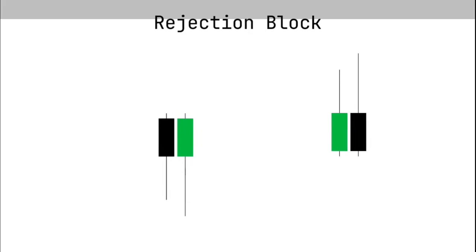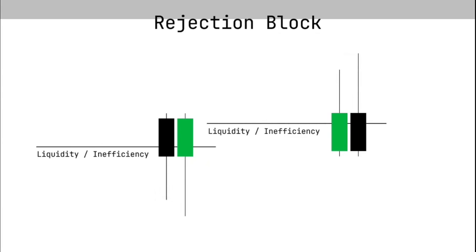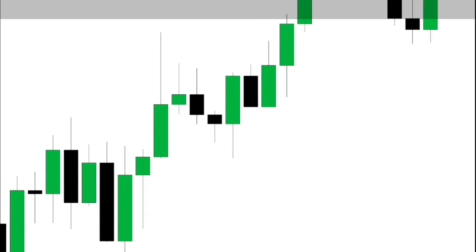Secondly, it is important for the wick of the candle to sweep liquidity or rebalance inefficiency. However, sometimes a rejection block closes within the area of interest. This is also acceptable and can be used because it does not invalidate the logic of the tool. Let's look at a couple of examples on the chart.